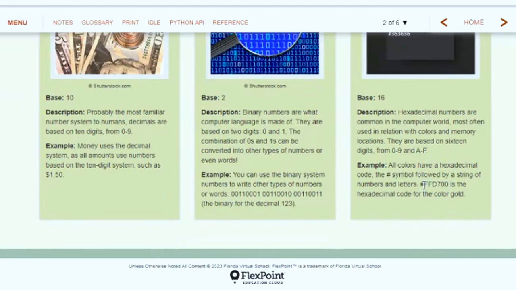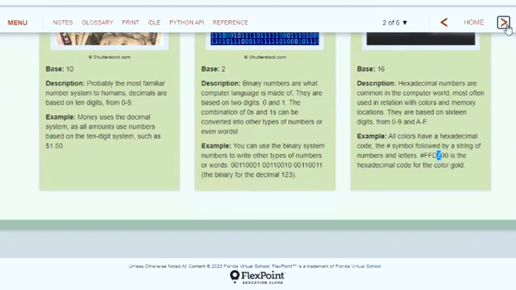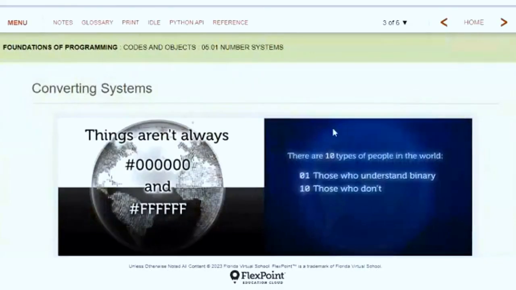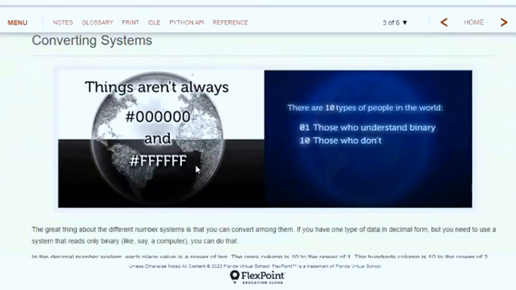And we can figure out in hexadecimal what number that is, but we got the zero. I see there's a 256. That's seven times 256. So that's a big number. And then we go up to the bigger ones over there. Let's go over here. Things aren't always 0 and F.